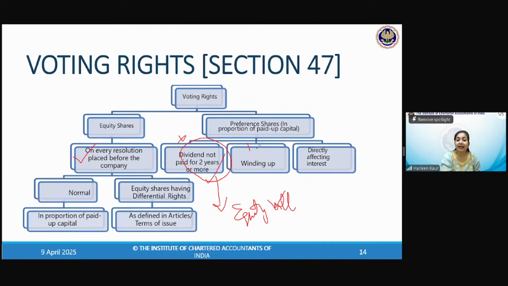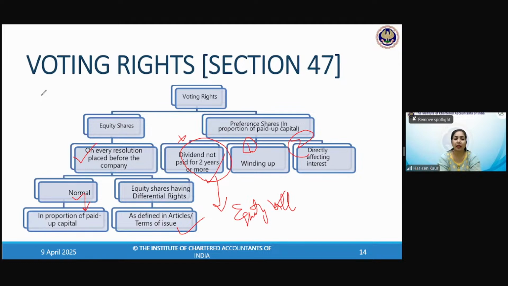Other than that, at the time of winding up of the company and any other topic which is directly affecting their interest, that is repayment of capital, if you disturb them, they have the right to vote on that resolution. So equity shareholders having DVRs, as per the articles and terms of issue, whatever they have been defined, they will vote as per that. In normal equity shares, they will be voting in proportion to their paid up capital.